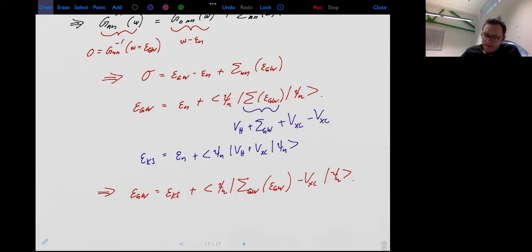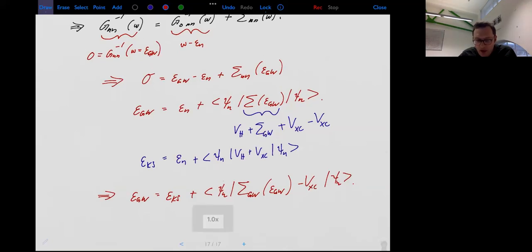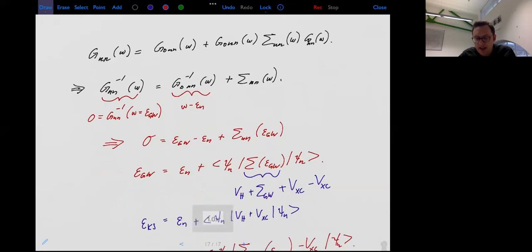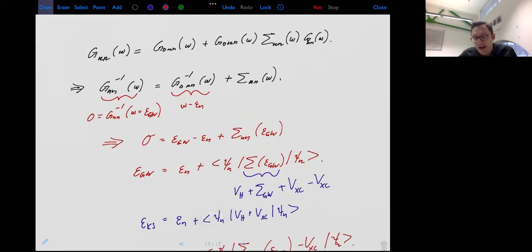Still though, we haven't made any assumptions, right? Everything that we have done so far is still exact, because we assume that all diagrams up to infinite order are contained in the self energy. So far, no approximations have been made. The only small approximation that we have made is the assumption that the self energy is diagonal in the Kohn-Sham orbitals. But again, that is an assumption that we do not need to make if we don't want to.